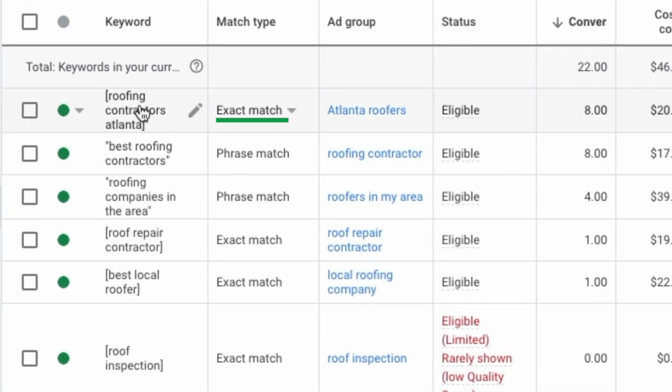So exact match means that whatever the consumer is searching, in order for the ad to pop up for them, they have to pretty much search for exactly this keyword. And then phrase match means that whatever the consumer searches for, best roofing contractors has to be inside of that phrase. Otherwise, it will not show up.